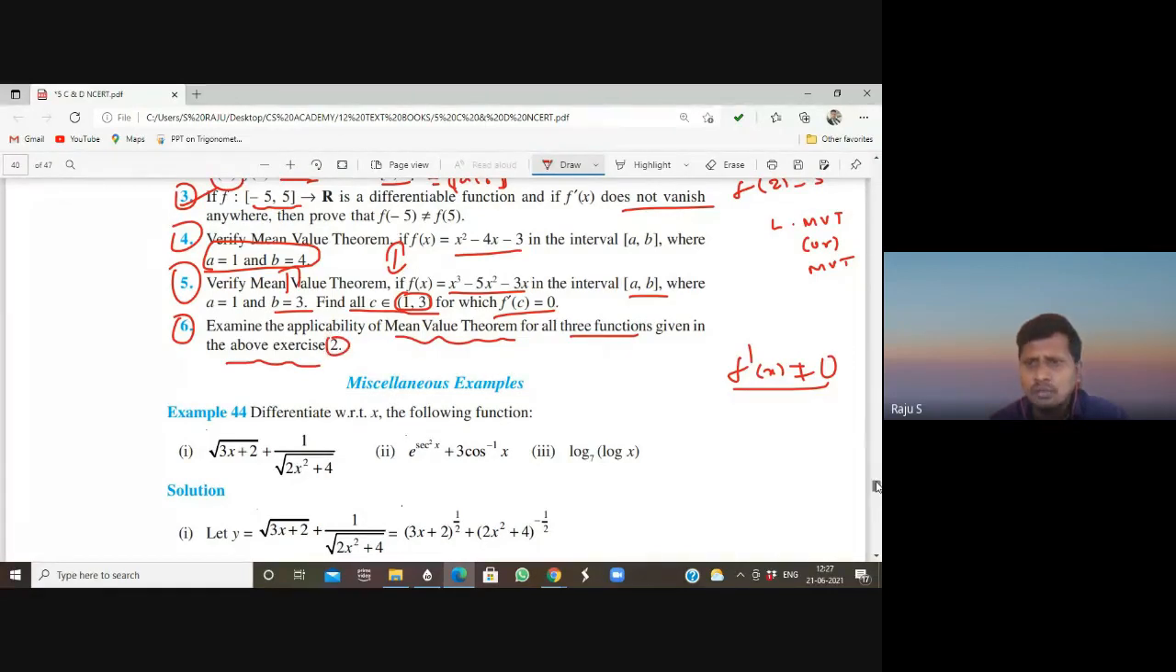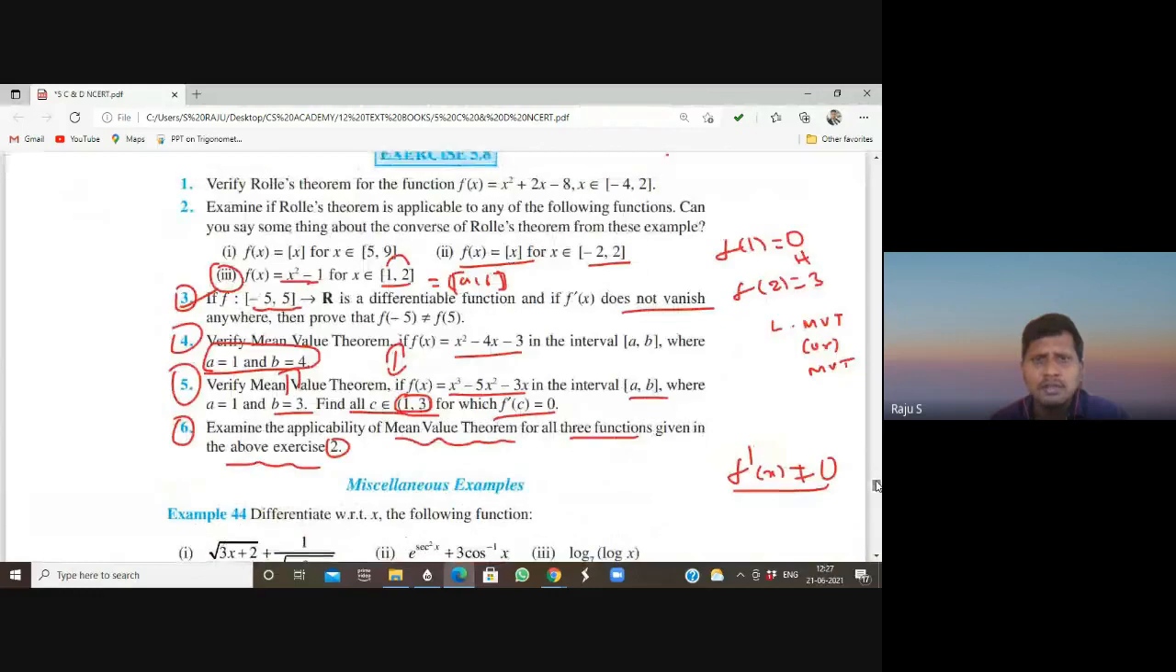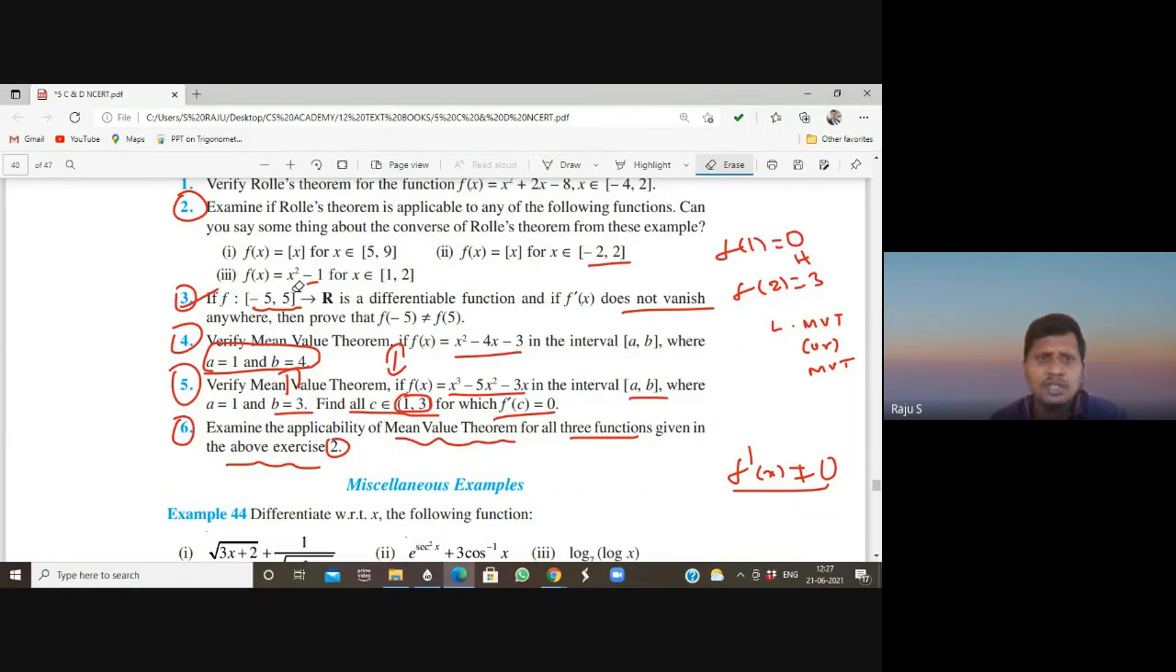Question number 2. In this exercise, three subdivisions are there. In each subdivision we have to check. We verified Rolle's theorem. In the same way, they are asking to verify Lagrange's. Lagrange's uses the same steps, no change at all. Because it is the greatest integer, it is not continuous and it is not differentiable. Already we have written the same steps, you can write them here.